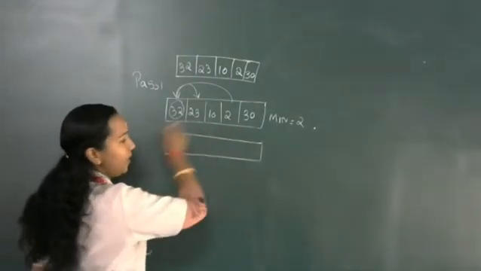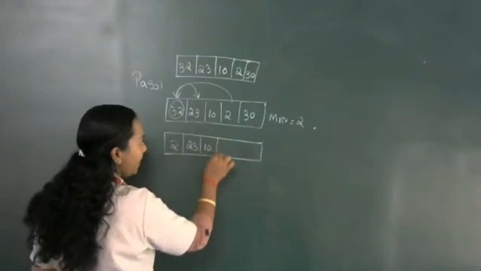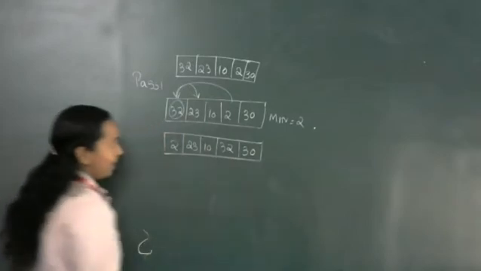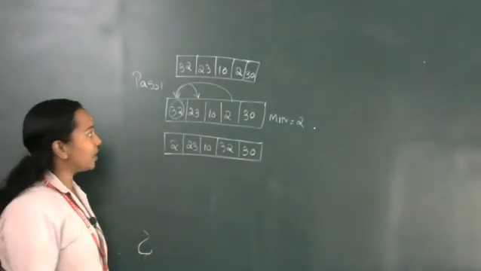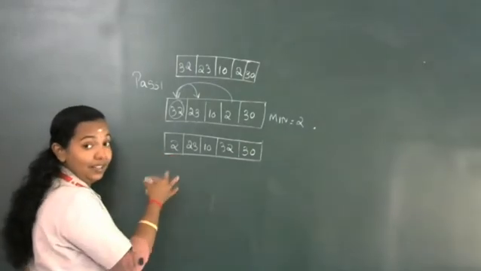2 and 32 is replaced. 23, 10, instead of 2 we can write 32, and 30. So this will be the array after the first pass. Now we got the smallest element at the left side.